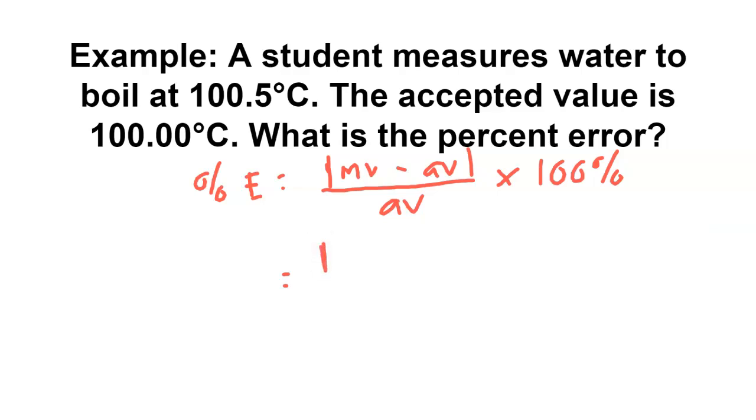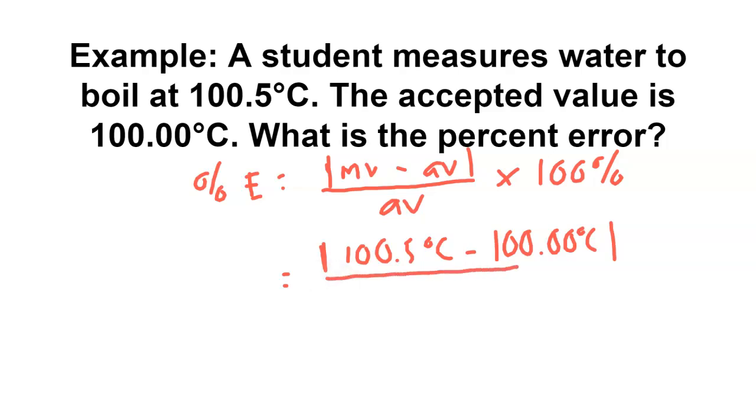So, absolute value of 100.5 degrees C minus the accepted value, 100.00 degrees C, over the accepted value, which is 100, times 100%. Okay, now before you rush to your calculator here, just think for a minute.